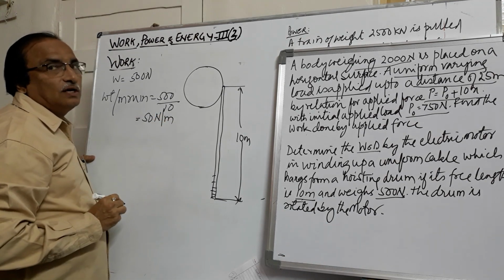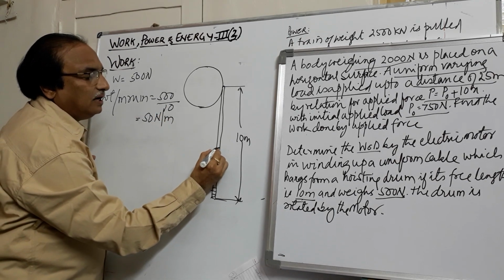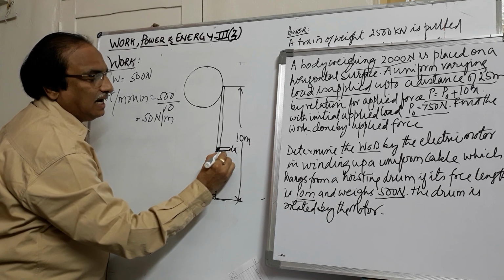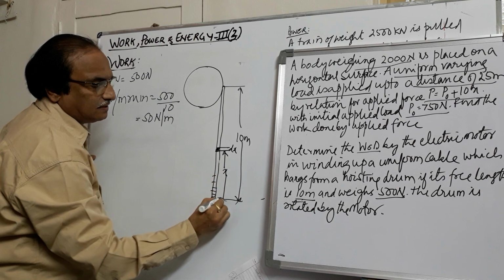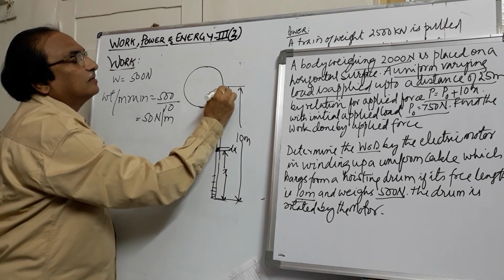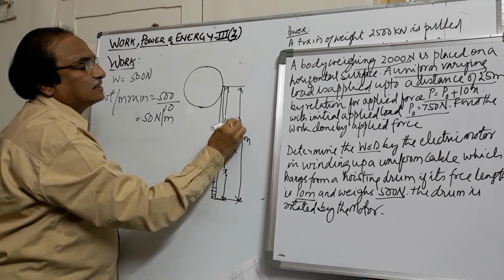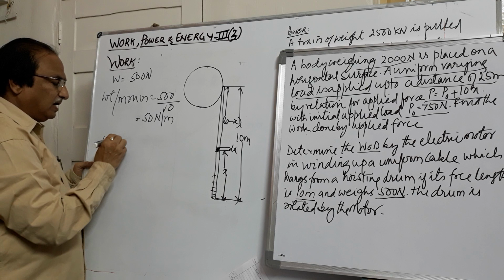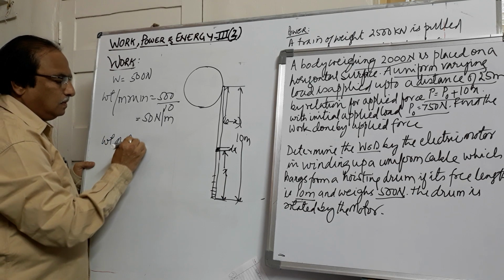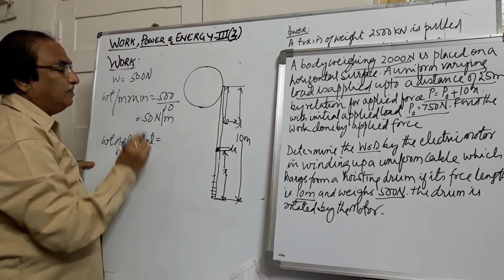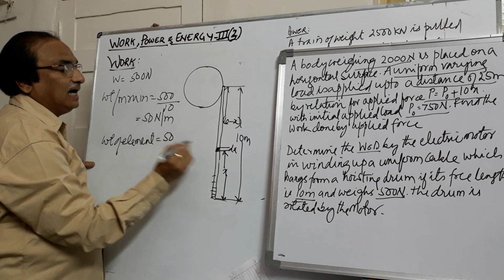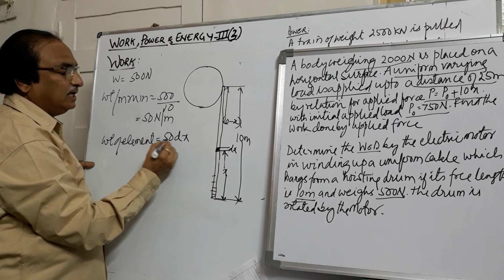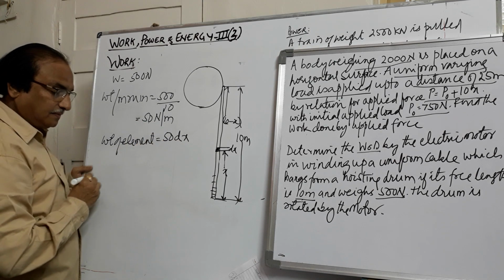For 1 meter it is 50. Suppose let us consider a small element here. The thickness of this element is say dx, and if I take this distance as x, then the balance distance here will be 10 minus x. Now what will be the weight of the element? Weight per meter run is 50, and the length of the element is dx. For 1 meter it is 50, for dx it will be 50 into dx.